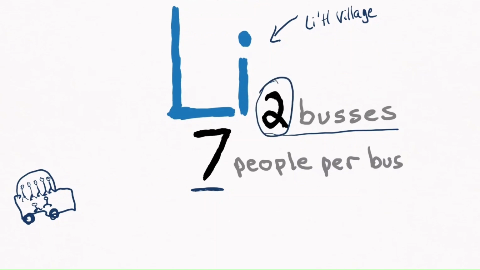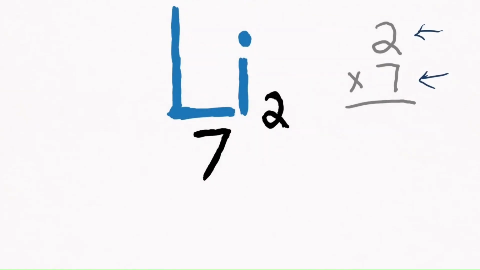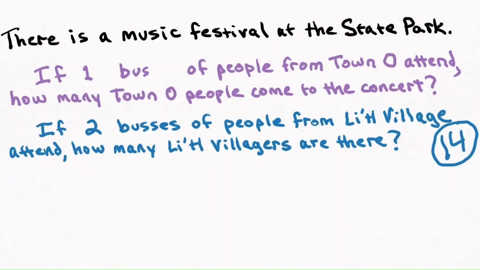But there's 2 buses, right, is what I'm asking about. So we have to draw another bus. Here's 2 buses. So here's another one. 1, 2, 3, 4, 5, 6, 7. So there's 7 people on each bus, and there's 2 buses. So how much is that? Well, if you take 2 buses times 7 people each bus, you're going to get 14, right? So that's going to be 14. There's 14 little villagers at the concert. Now let's see the next one.